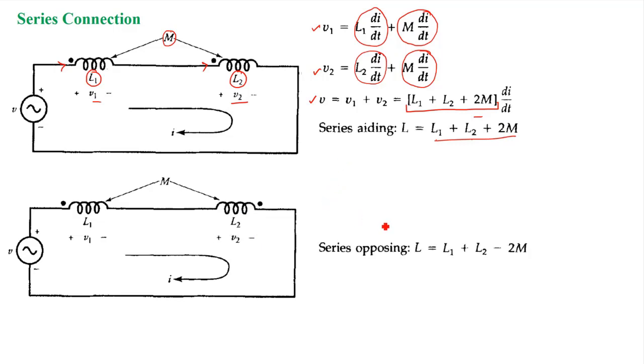So for the opposing condition, when the fluxes are opposing each other, we can similarly find the expression for V1 and V2, and if we write the net voltage equation, here it will become minus 2M, right? So this will become L equal to L1 plus L2 minus 2M, because here the sign will become negative. For V1 it will become minus M di by dt, for V2 it will become minus M di by dt, because the mutual flux is opposing. So your net voltage will have minus 2M. Therefore your net inductance will become L1 plus L2 minus 2M. Similarly, it can be derived, right?